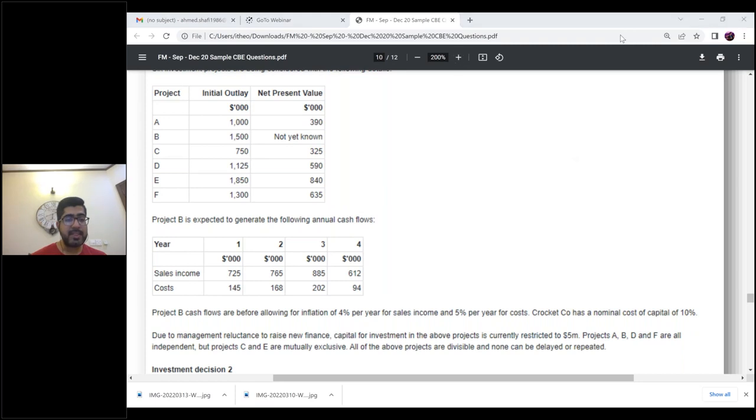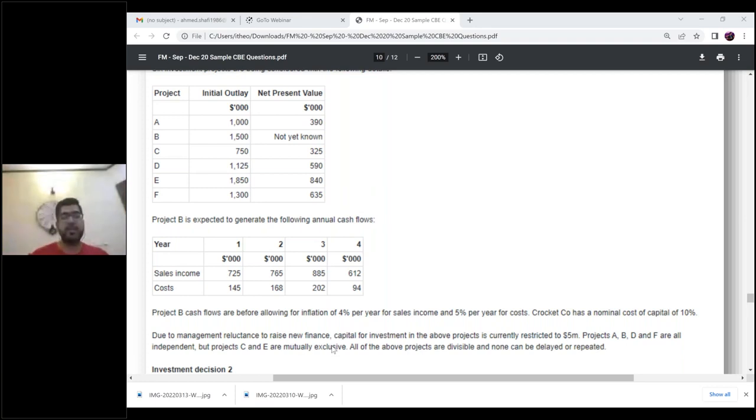It's written that project B's cash flows are before allowing for inflation of 4% per year for the sales income and 5% per year for the costs. They have not yet been inflated. Crockett has a nominal cost of capital of 10%. When inflation is there, we know there are two types of cash flows: real are without inflation, nominal are with inflation. So when inflation is given, you use the nominal cost of capital that's given.